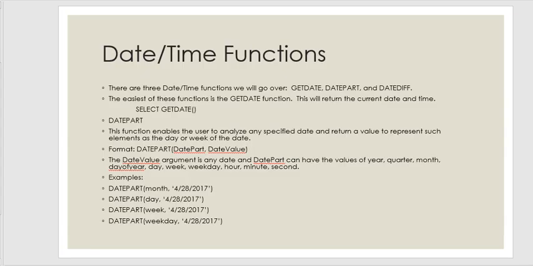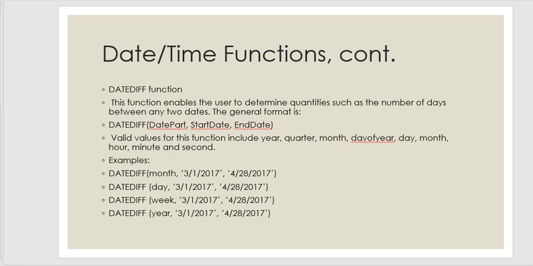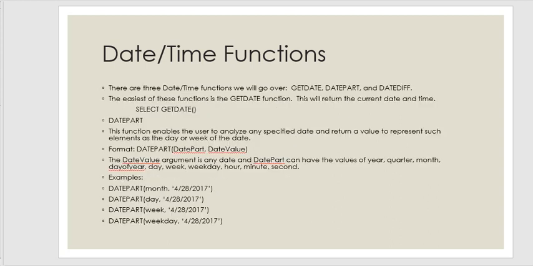The next datetime function we're going to go over is the datepart function. Now, this allows you to analyze any specified date and return a value to represent the date, the day of the week. And it will give you a numeric value of the date part of your month, your day, week, and the day of the week it is.